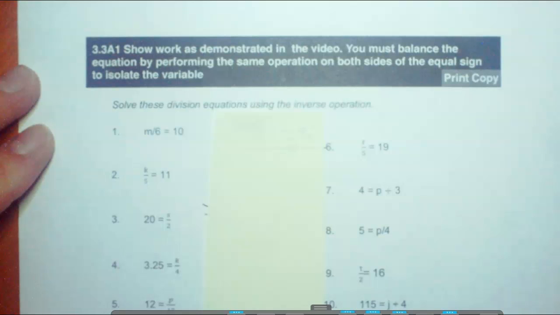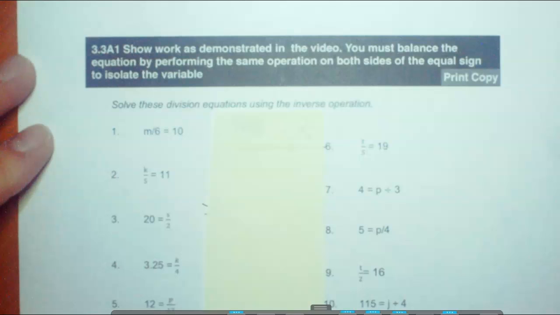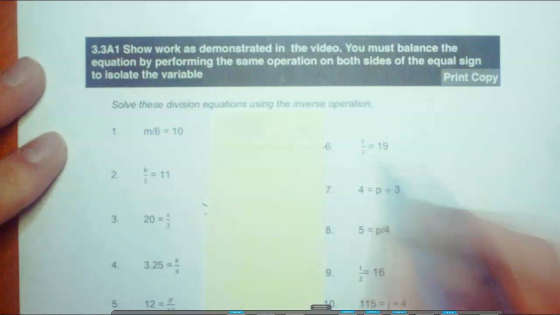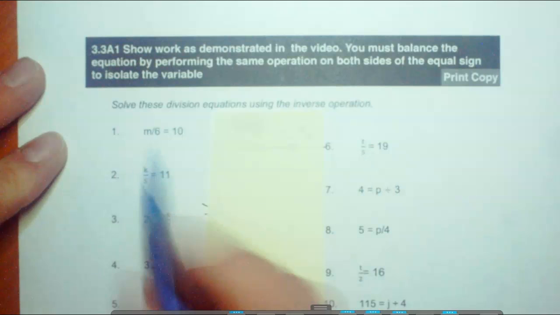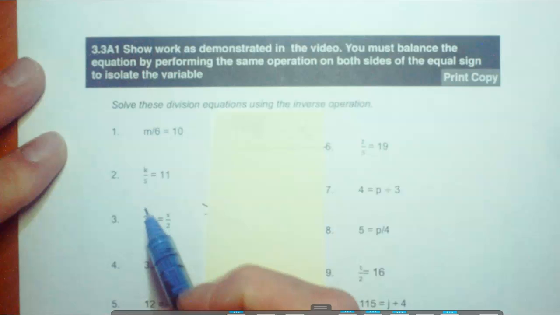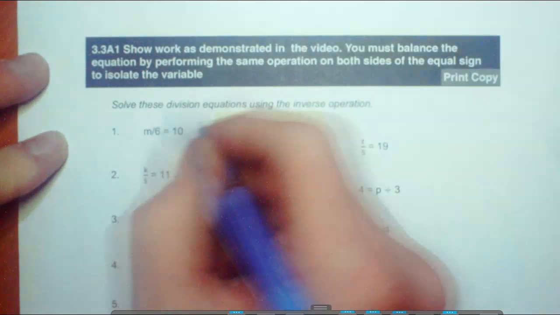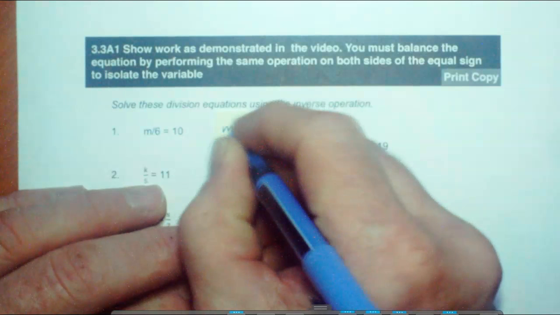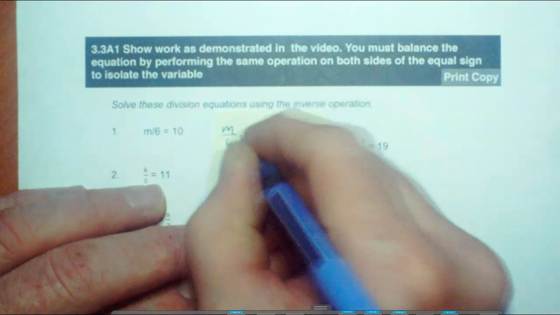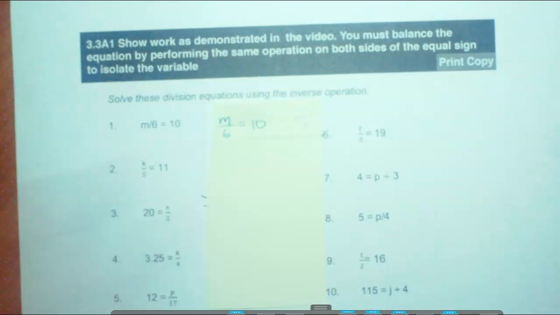Well, we're going to be working on 3.3A1 today. We're going to be solving these division equations. And the first thing I'm going to have you do is write them all in this form right here instead of writing them with a slash. You're going to see them both ways, but I want you to be able to write them like this. That's the first key to success.